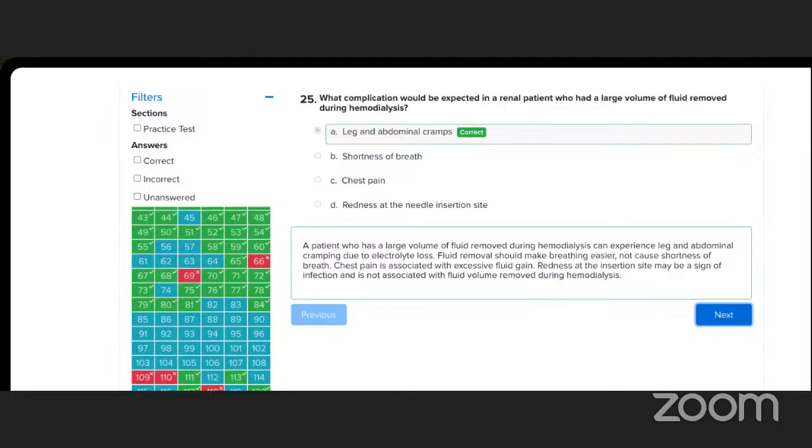Okay, what should be expected is leg and abdominal cramps. Again, if you work in the clinical setting for a while, you will find a typical MedSurg dialysis patient. But I have to be honest, I've been working in MedSurg for a while.